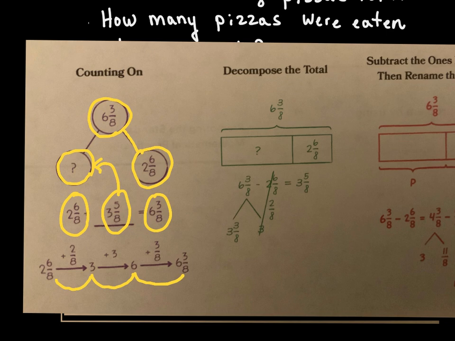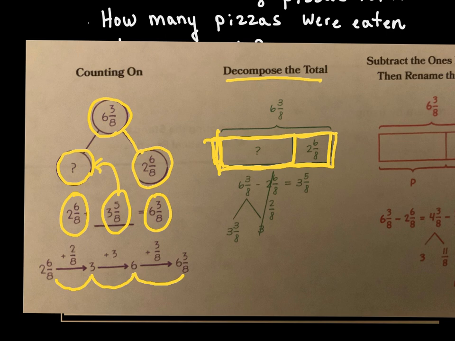We can also decompose the total by creating a tape diagram and showing that in this section we do know what was left. It was 2 6/8 left over of the pizza. We just don't know this section of the tape diagram, which would represent the unknown of how much was actually eaten. Because we started off with 6 3/8, we would be able to subtract to find the missing part of this tape diagram, which would be 3 5/8.